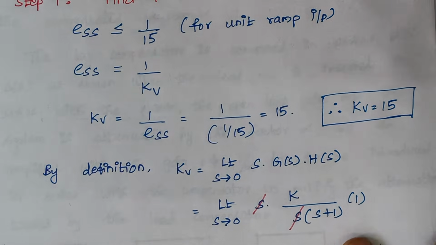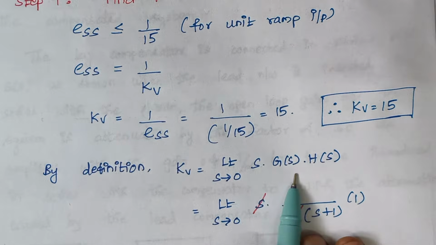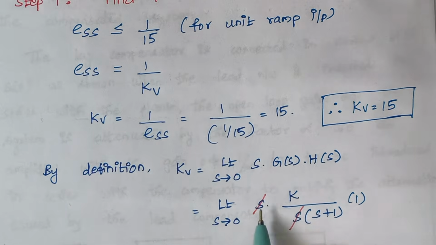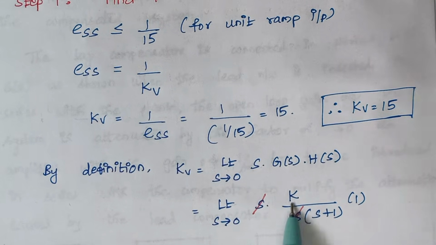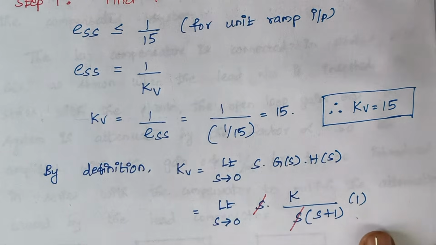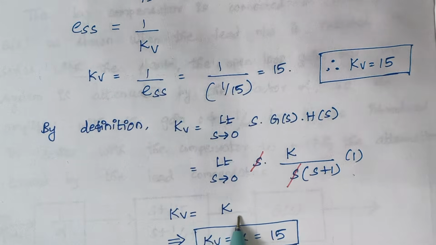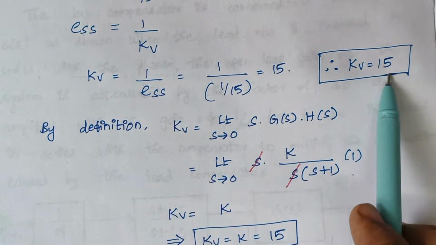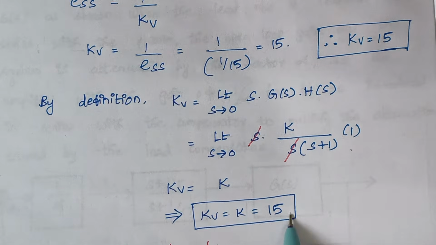Then what is the definition of kV? That is the velocity error constant. It is limit s tends to 0, s into G of s into H of s. The value of G of s is given in the problem and the value of H of s is 1 because it is a unity feedback system. When you substitute the values, finally the value of kV is found to be equal to K. So kV is equal to 15, right? Therefore the value of K is also equal to 15, right?